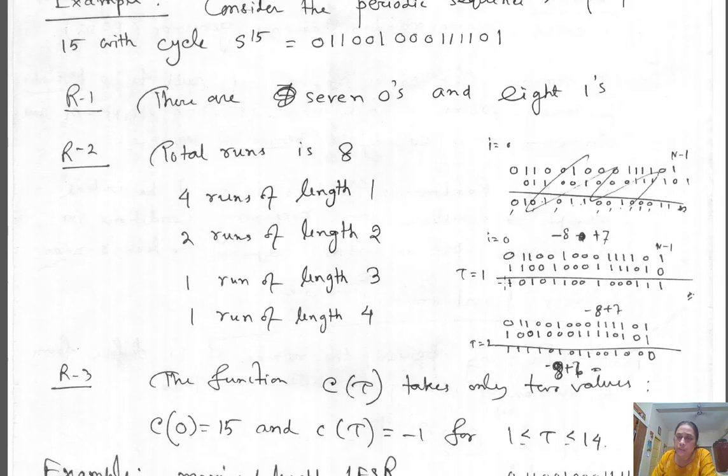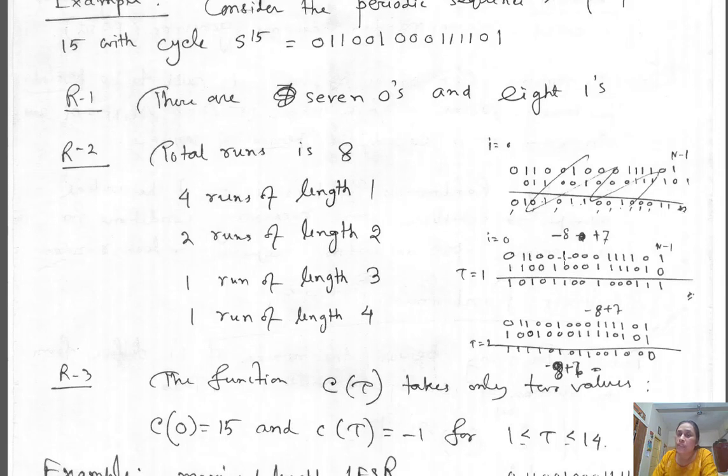So you calculate this. This is your x minus y, or x plus y, all the same, because this is binary. And then this output at the ith position is essentially Si plus Si plus tau.